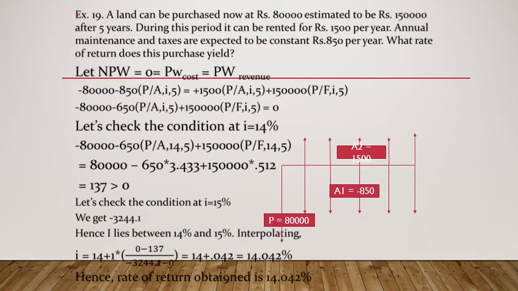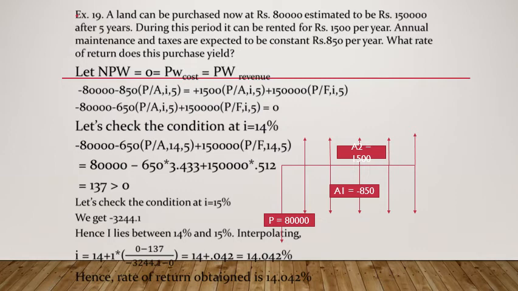So let us go to the next problem. One of the problems that is based on this IRR. A land can be purchased for rupees 80,000, estimated to be 1,50,000 after 5 years. During this period, it can be rented at rupees 1,500 per year. Annual maintenance and taxes are expected to be constant, 850 per year. What rate of return does this purchase yield?